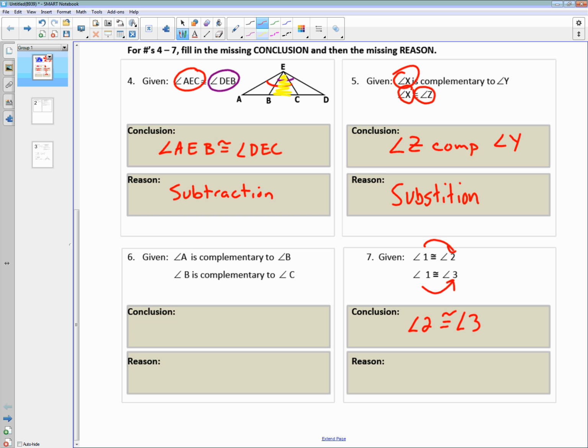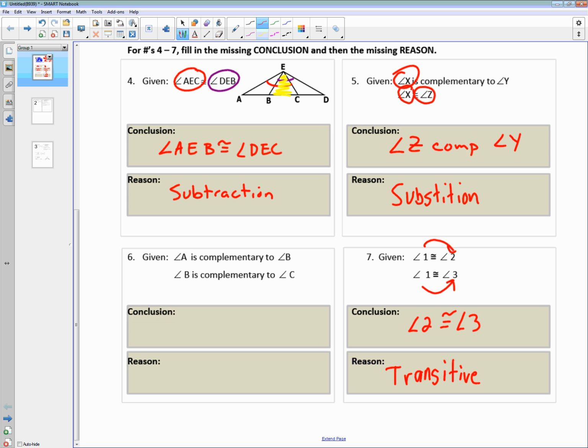A special case of substitution property is something that we call the transitive property. When two angles are congruent to the same angle, they're congruent to each other. In that case, a one-word explanation there would be the transitive property.